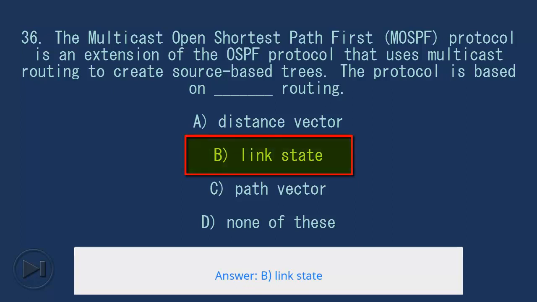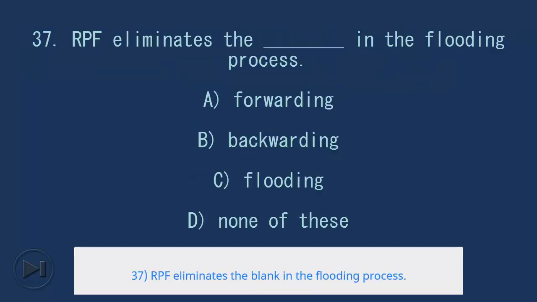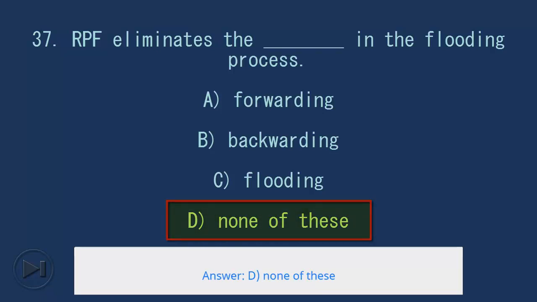Answer, B. Link state. 37. RPF eliminates the blank in the flooding process. A. Forwarding. B. Backwarding. C. Flooding. D. None of these. Answer, D. None of these.